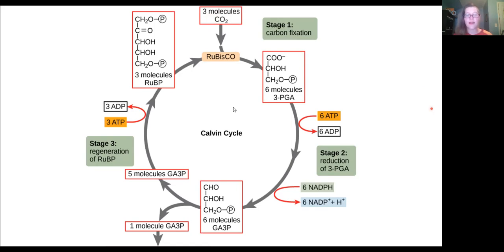The first large-scale reaction that it does is it adds those 3 molecules of CO2 to molecules of this stuff, RuBP. So this is a 1, 2, 3, 4, 5 carbon molecule. We've got 3 of them. We're going to take one CO2 and add it to each of them. So then it becomes a 6-carbon molecule.